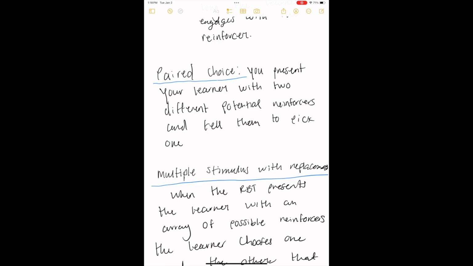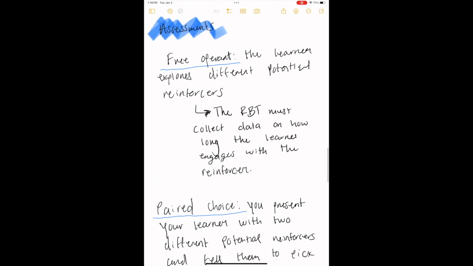This is really fluid, this changes a lot, and you should be doing preference assessments every so often, so that your learner is always motivated to work with you and is always reinforced in the best possible way, and in a way that they deserve, really, to be reinforced, right? You want to be reinforced with something you really, really like.